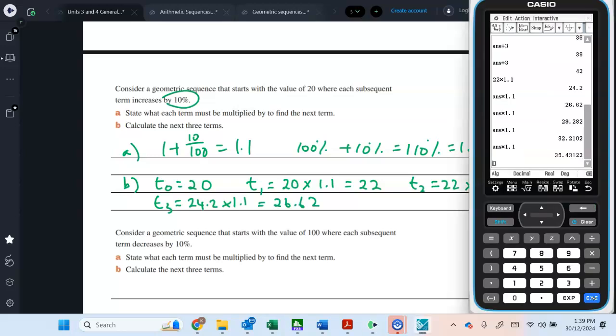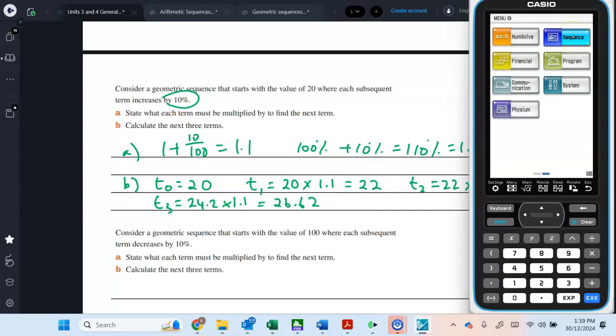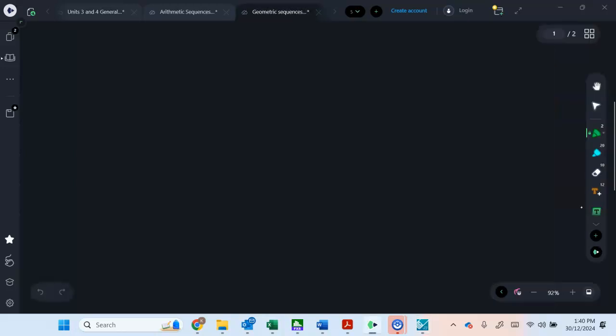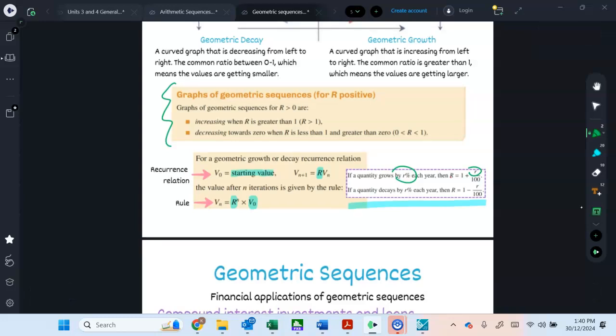Now you could also use the sequence function. So if we go to menu, go to sequence, it's a little bit slow. All right, and we can change what we had there. So we need to remember putting a recurrence relation. So our initial value was 20, and this one is a geometric. So if you need to, you can go back to geometric, have a look at your recurrence relation. So it's just R times Vn.